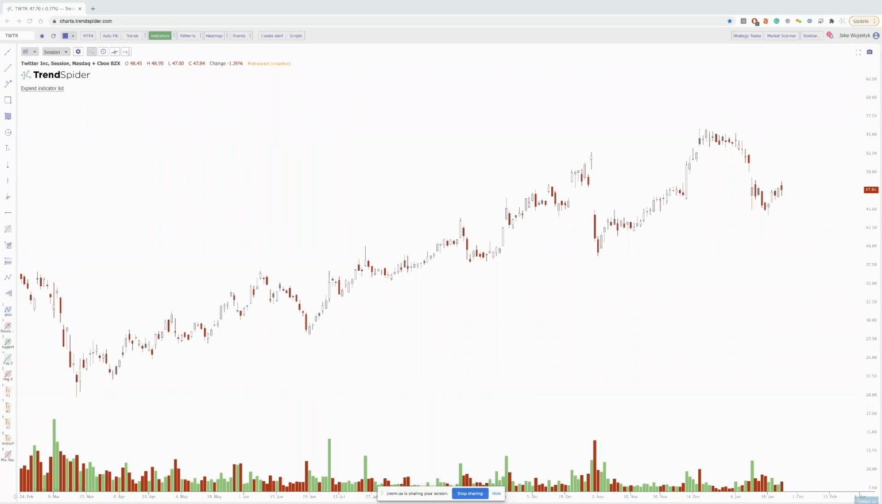Not sure if some have heard about TrendSpider, but I know Nick uses TrendSpider pretty often. So what we're going to do today is go over some of the things that really help get an edge in the market using TrendSpider.